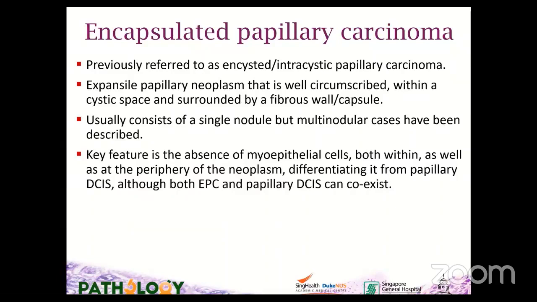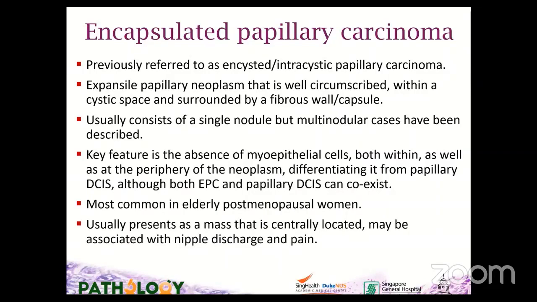Its key morphologic feature is the absence of myoepithelial cells both within as well as at the periphery of the neoplasm, distinguishing it from papillary DCIS, although both encapsulated papillary carcinoma as well as papillary DCIS may coexist. This tumor is most commonly diagnosed in the elderly postmenopausal woman and presents as a mass that is often centrally located and which may be associated with nipple discharge and pain.